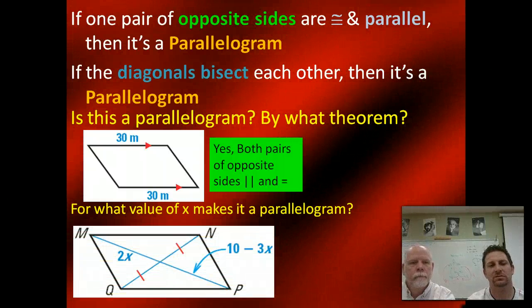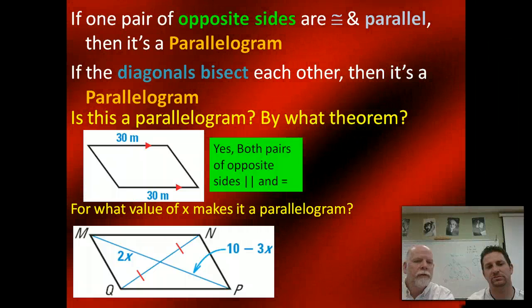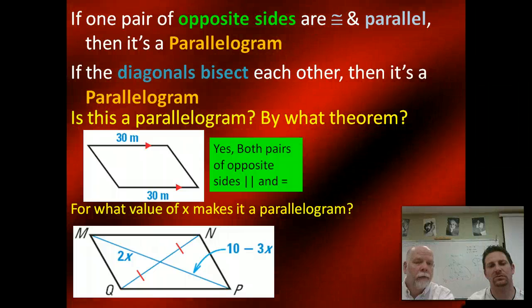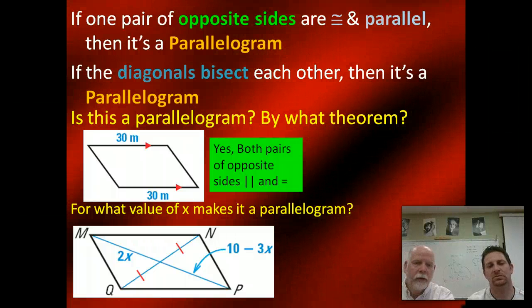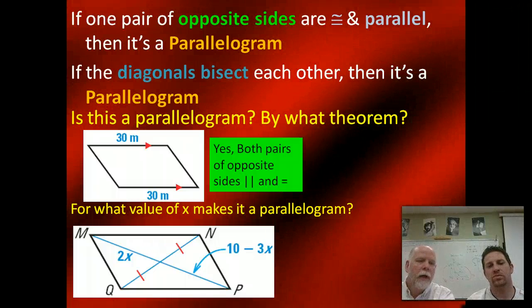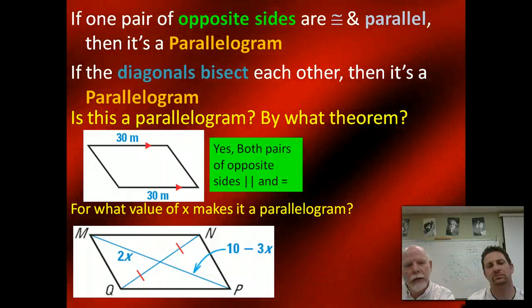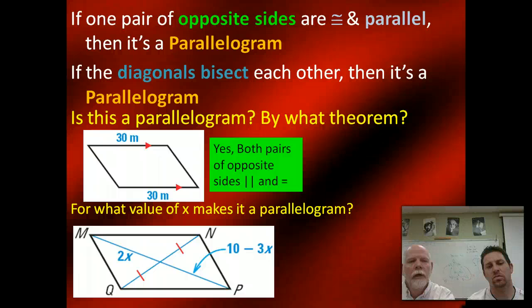Okay. And then, for what value of x makes this a parallelogram? We're looking at if the diagonals bisect each other, that is what would make this a parallelogram. We know one of them is bisected because of the two hash marks. That would force the other two pieces, the 2x and the 10 minus 3x, to be equal to each other, and then PM would also be bisected.